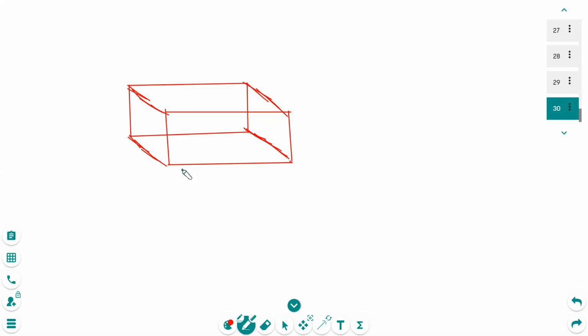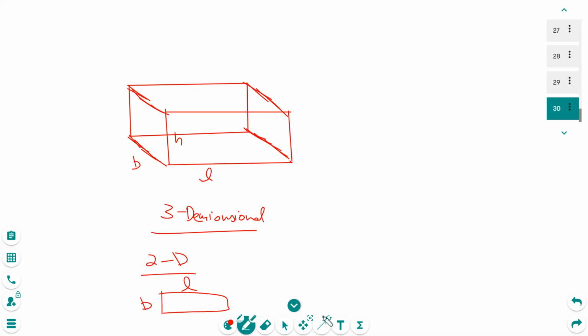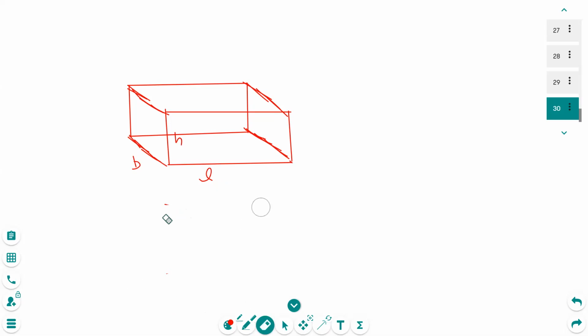A perfect one. So how many dimensions does a cuboid have? Is it a 2D figure or a 3D figure? Sir, 3D. Why 3D? As the name itself suggests, three-dimensional: L, B, and H. Two-dimensional is my rectangle because it has two dimensions, L and B. So that's what is meant by 2D and 3D. 3D is something that is coming out of the board or going inside the board.